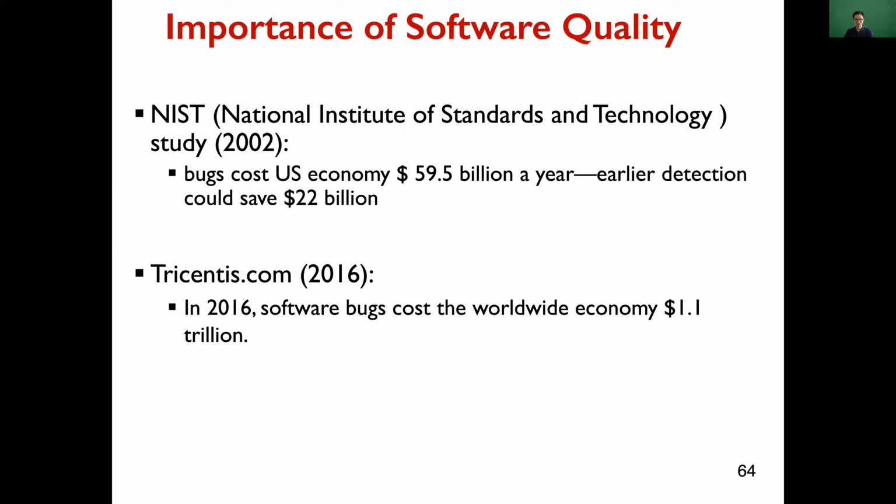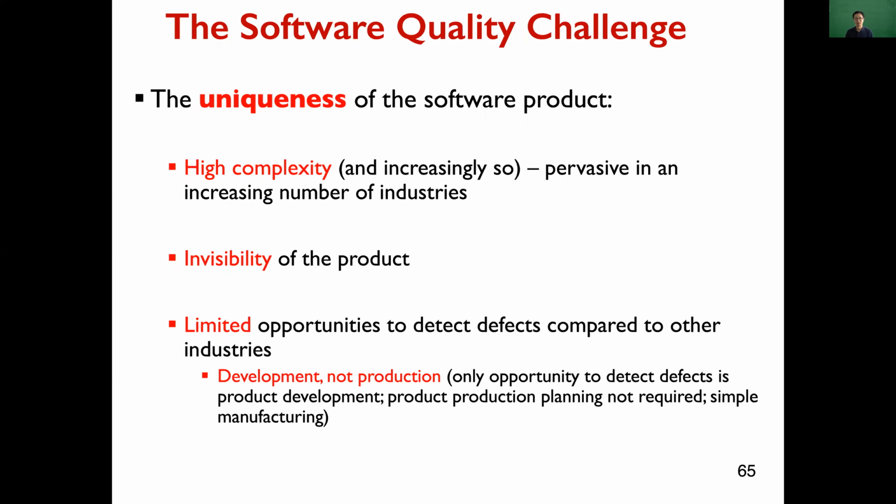So why is software quality hard to ensure? It's hard to make sure that software has high quality. That is because software has some uniqueness compared to other products like cars, houses, and doors. The first characteristic is high complexity. A large-scale software system can easily have over hundreds of millions of lines of code. It's very complex. And the second characteristic is invisibility.